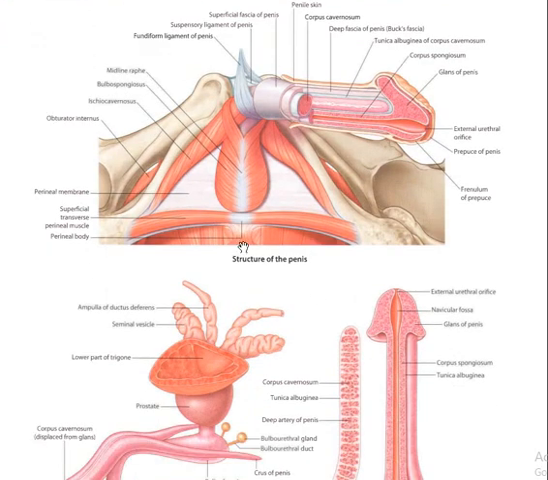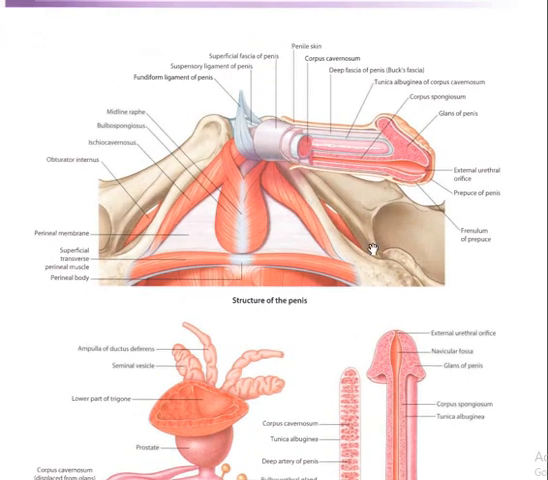So now let's visualize the corpus of the penis. You see that at this level is the deep perineal pouch. At this level is the superficial perineal pouch, so you are going to have the superficial transverse perineal muscle. At this level you have the perineal body here. This is the perineal membrane, the lower part of the deep perineal pouch.